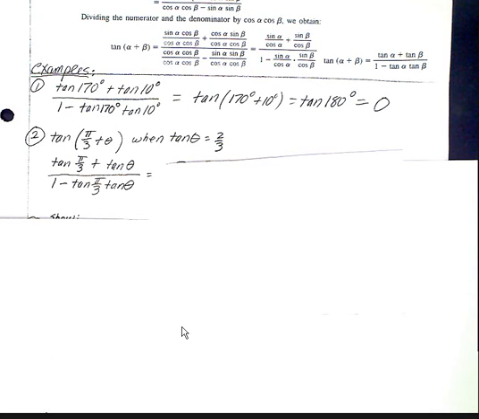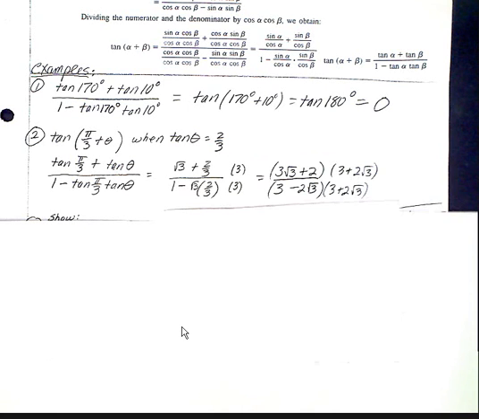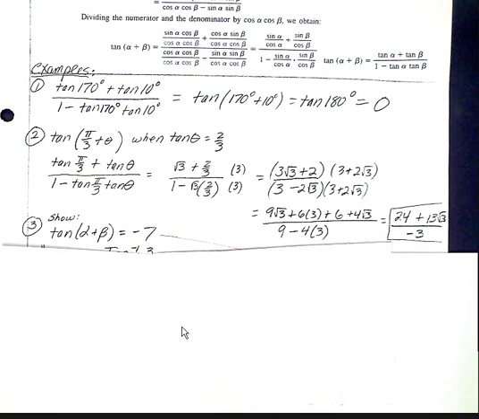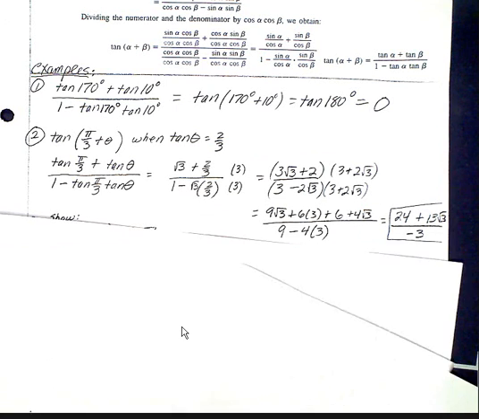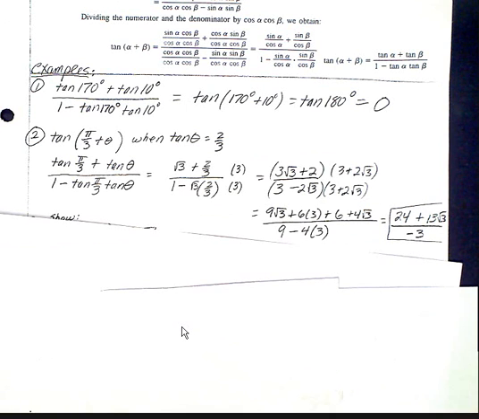Mike, what are you going to put for tangent of theta? 2/3, because what does it say in the problem? Tangent of theta equals 2/3, okay? So if we replace that in each one of those spots, you can see you're going to get radical 3 plus the 2/3, and then radical 3, or 1 minus radical 3 times 2/3.